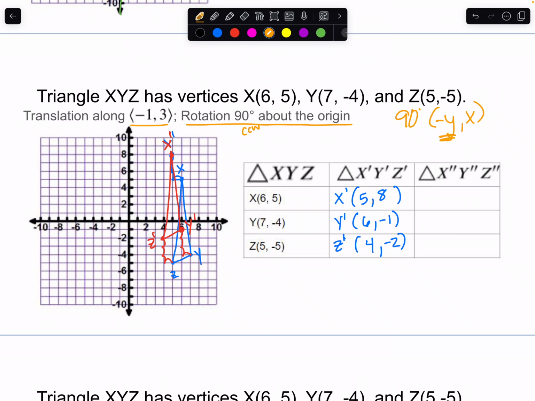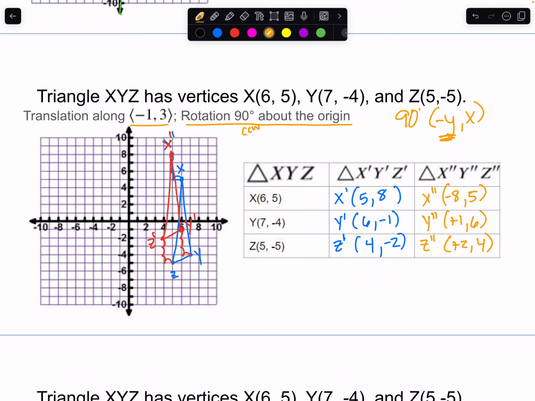That's going to be the opposite of whatever we have for y. So I can switch the values here, 8, 5, and then make the first one opposite. Switch the terms, make the first one opposite. Switch the terms again, and make the opposite of the first one.